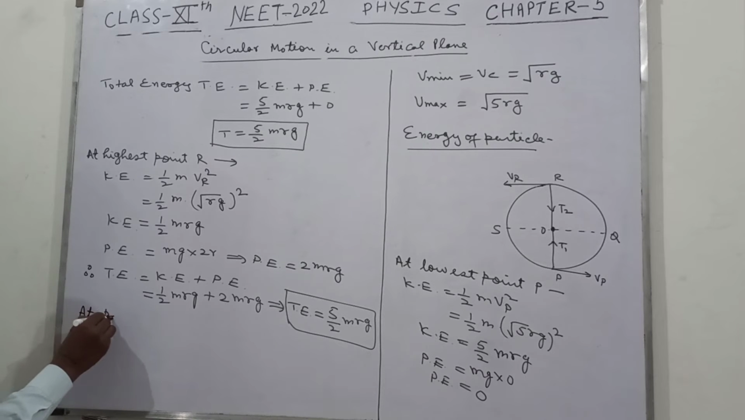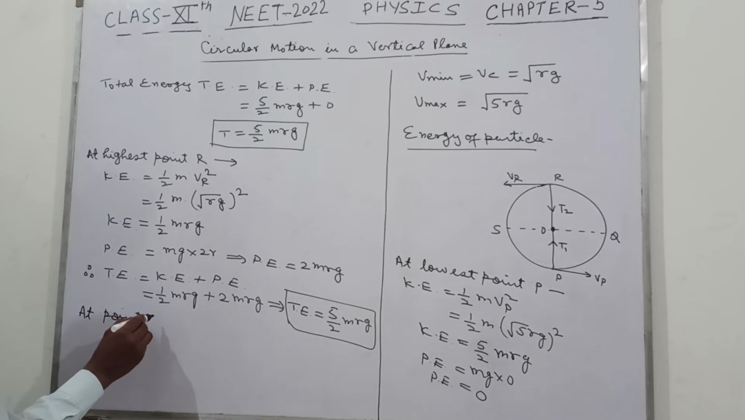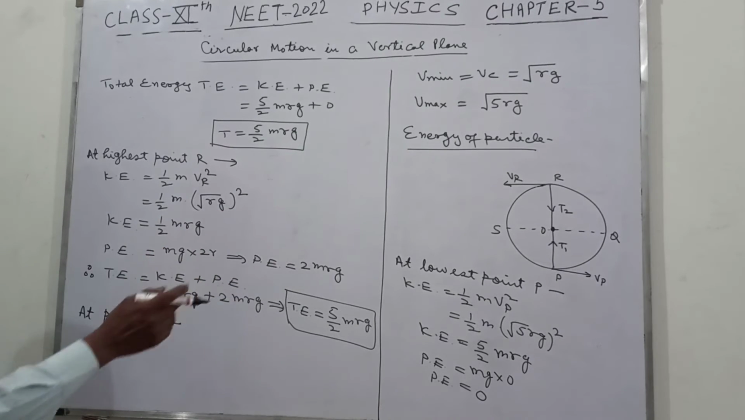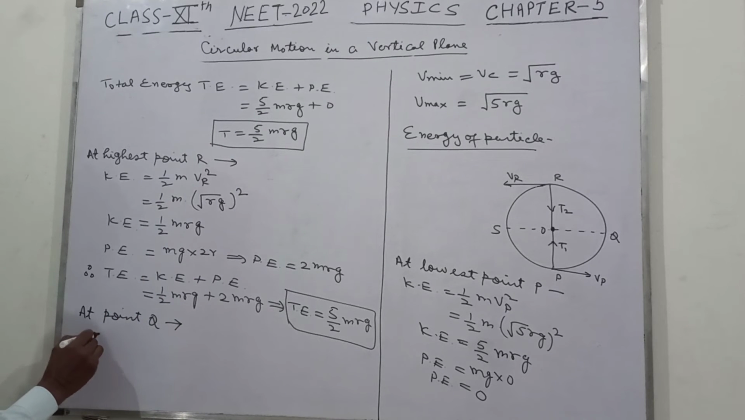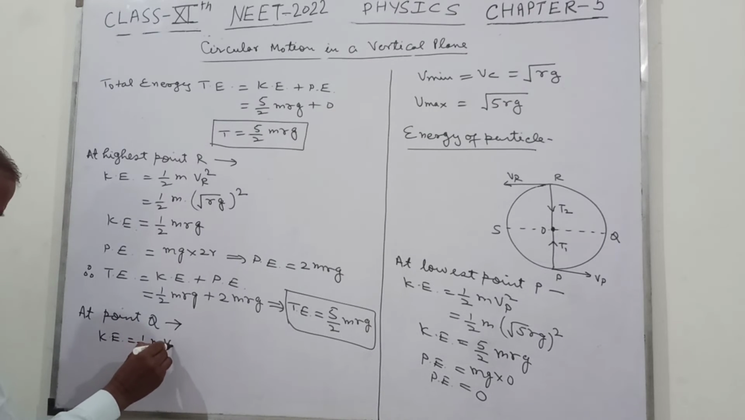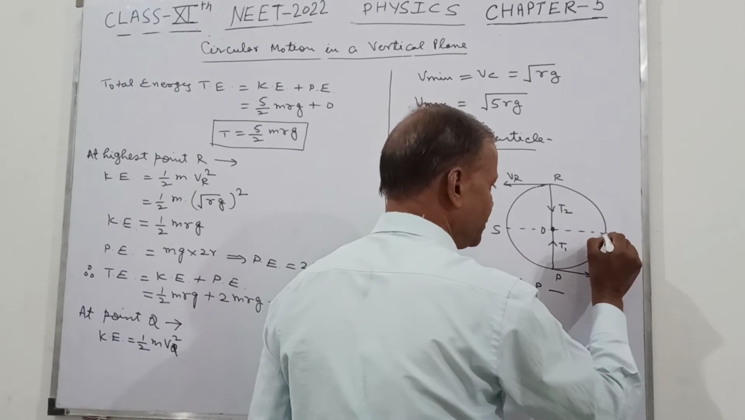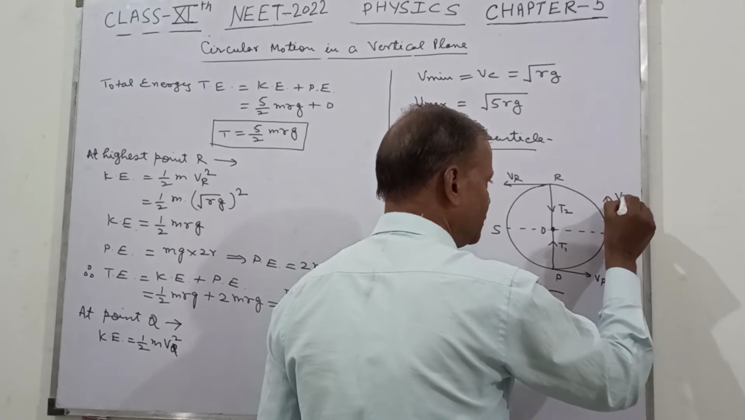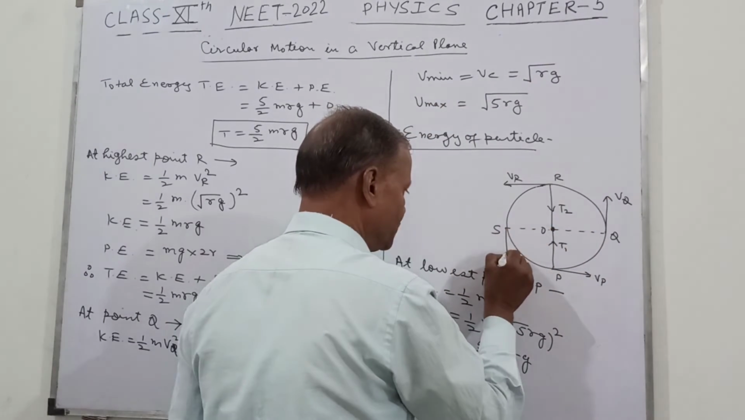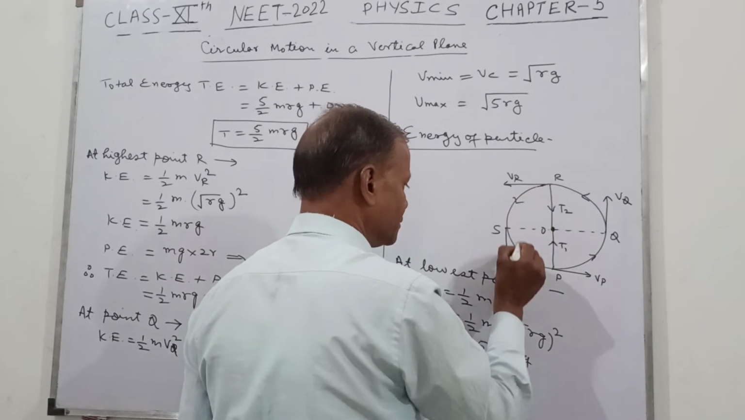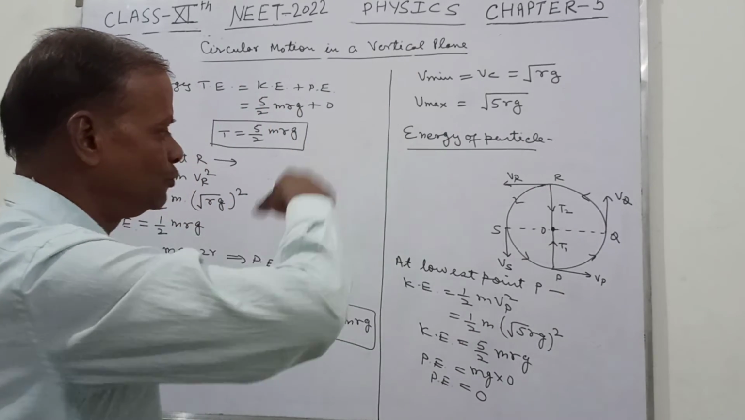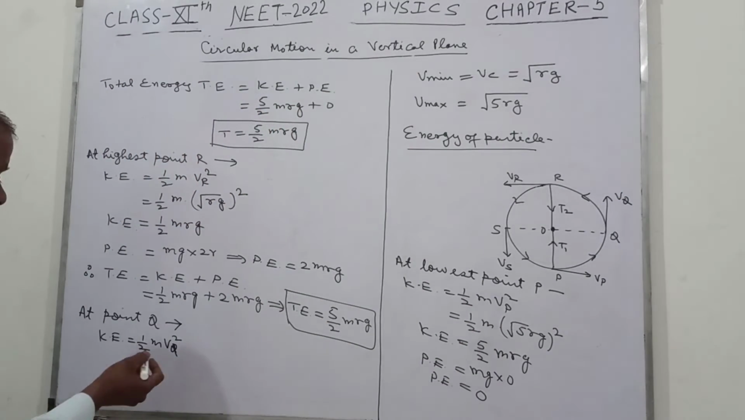At point Q. Now let us find the kinetic energy at this point Q. This is equal to half m v_Q squared. Here this velocity is v_Q, and at this point the velocity is, suppose, v_S. The particle is moving anti-clockwise. So how to find this v_Q?